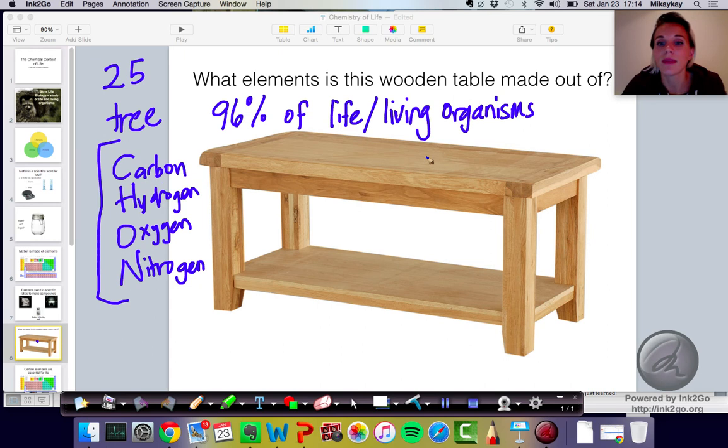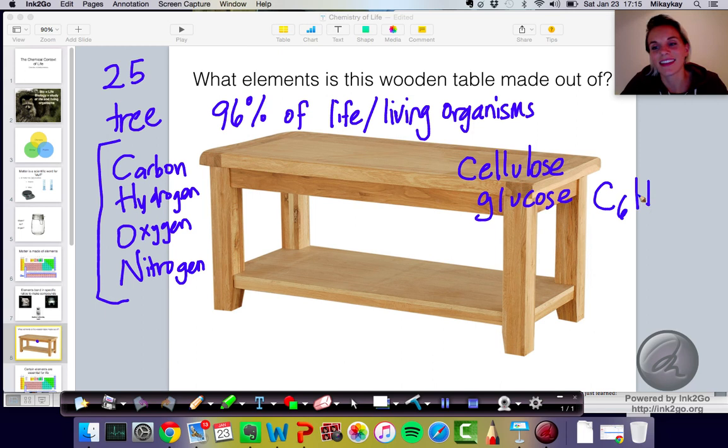So this table is made out of cellulose, and cellulose is a carbohydrate that's made out of glucose. And glucose, as we know from the previous slide, is C6H12O6. Yay. I'm glad that you remembered. Right? So it's carbon, hydrogen, and oxygen. And there's also some nitrogen in there, but it's mostly carbon, hydrogen, oxygen, right? You also are made mostly out of carbon, hydrogen, oxygen, and nitrogen.